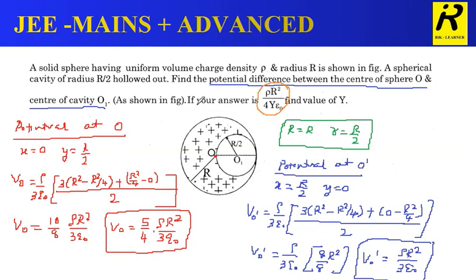What they said, if your answer is right, if your answer is like this, what actually we got is rho r square divided by 4 multiplied by 3 epsilon O, right? So when you compare these two, in place of y we are having 3, right? So that means y is equals 3. So the answer for this question is y is equals 3. This may be a numerical kind of question, and your answer in the gap should be filled with this one, which is 3.